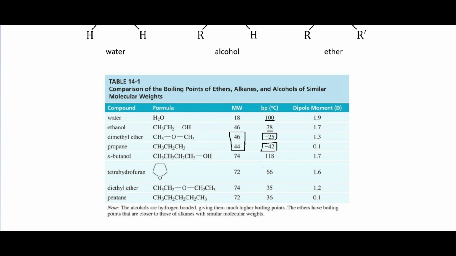And we can do the same thing with the diethyl ether. We see that this is a lot more similar in boiling point to the pentane rather than the n-butanol, which is a similar molecular weight to the diethyl ether and the pentane. So losing out on those hydrogen bonds has a large effect on the boiling point for ethers.